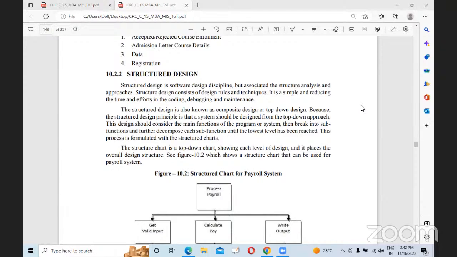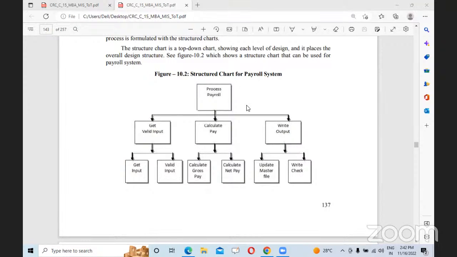The structured design principle is that a system should be designed from the top-down approach, and this design should consider the main functions of the program or system. Then break them into sub-functions and further decompose each sub-function until the lowest level has been reached, and this process is formulated with structured charts. And this is an example of a structured chart for a payroll system.